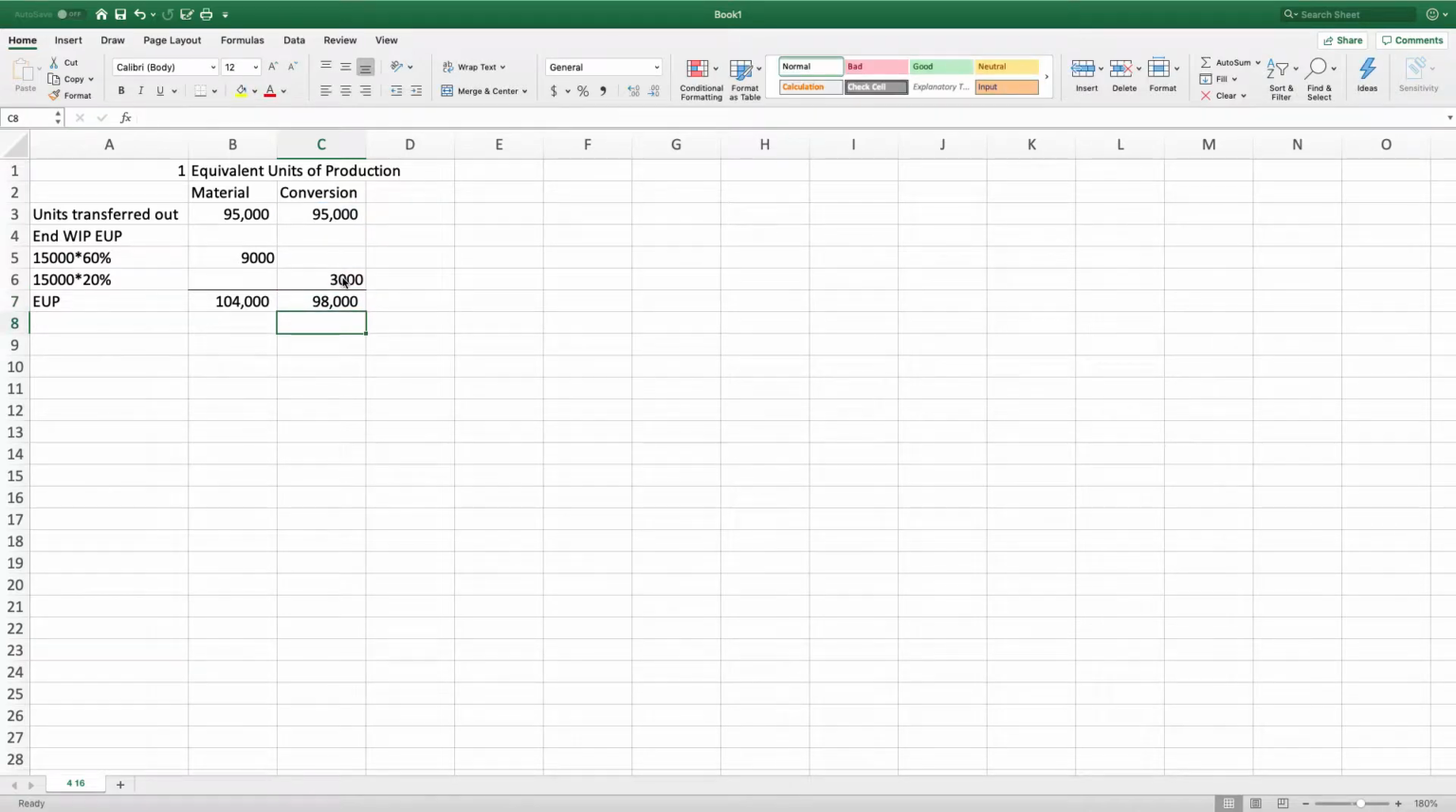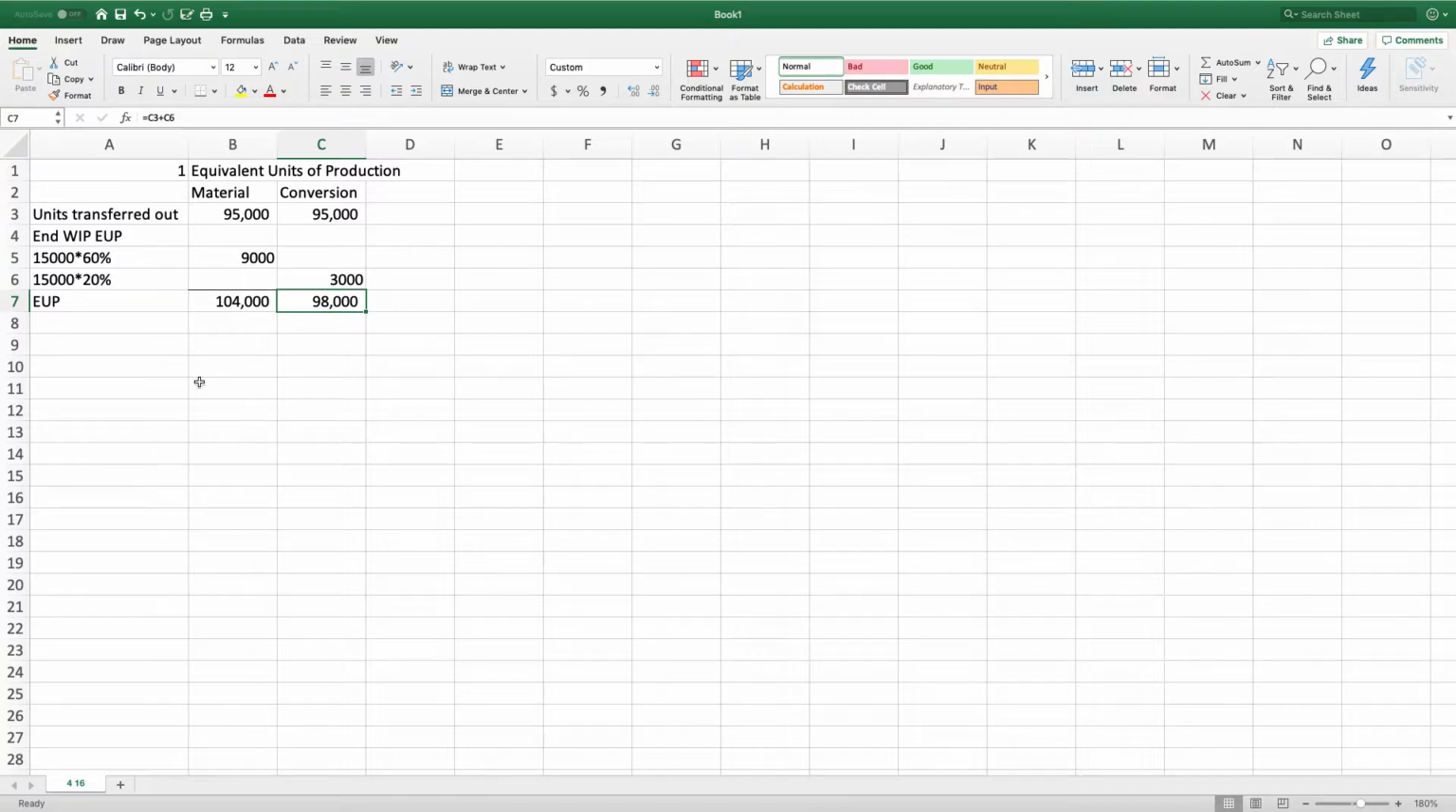Okay, so for equivalent units of production, you should have 104,000 with respect to material and 98,000 with respect to conversion costs. Anybody not get that? Can you pick up that formula again? Sure. It's the same thing, right? I added the 95,000 with respect to conversion costs that were completed and transferred out, plus the 3,000, which ends up being the 20% of the 15,000 of ending WIP.